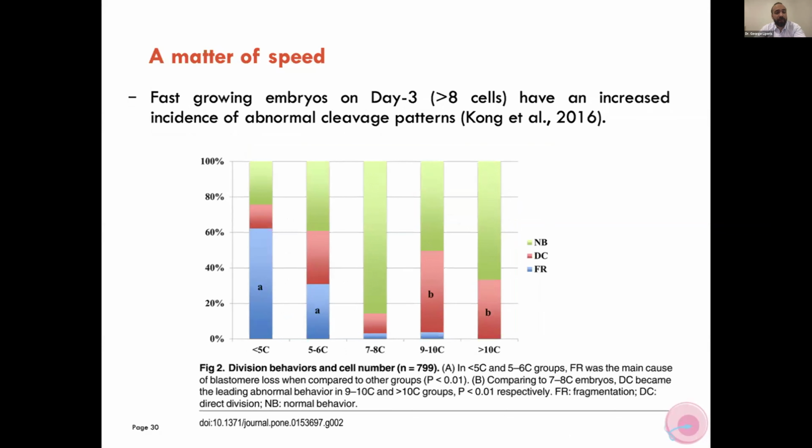And when we have delayed development, so when we have 5 or 6 cells, we have increased fragmentation with the blue color. And when we have advanced and fast embryos, we have more direct cleavage divisions. We can see that in the red color.